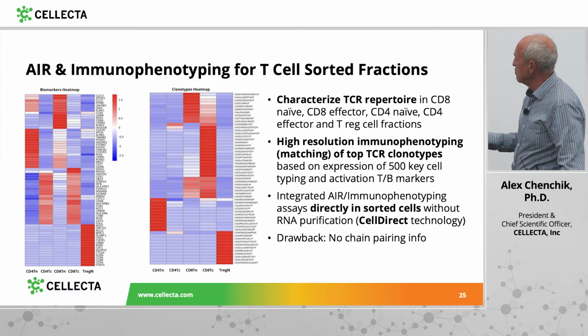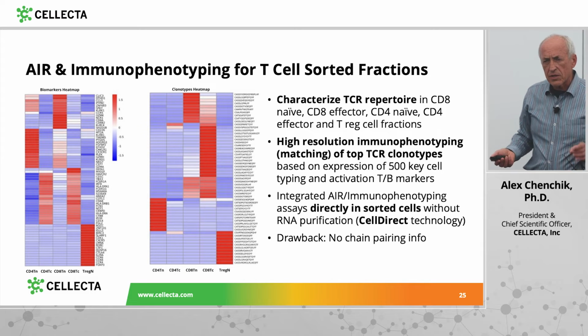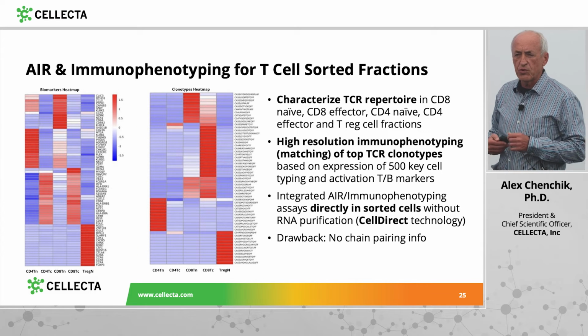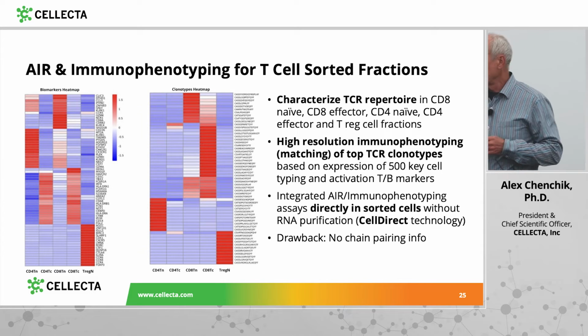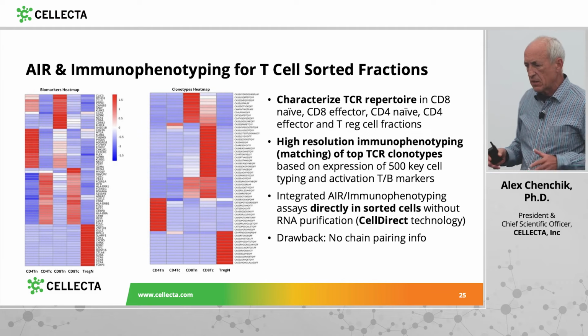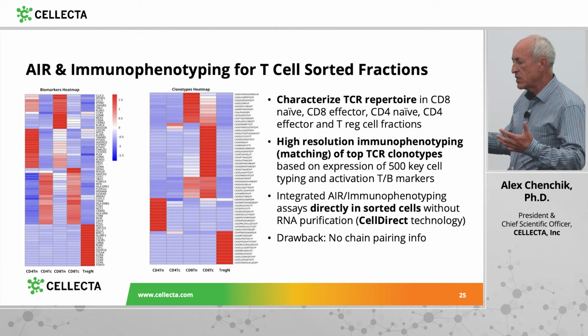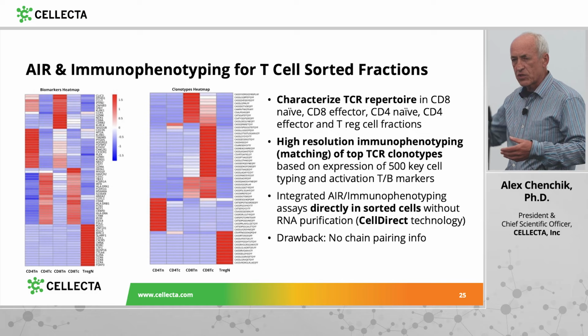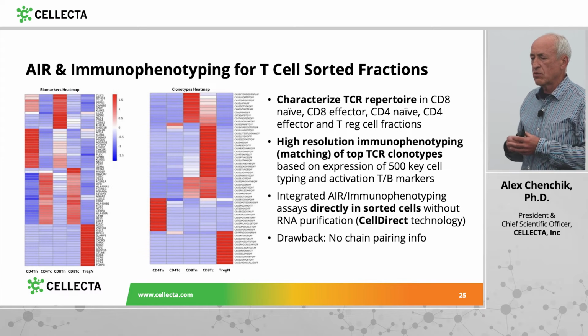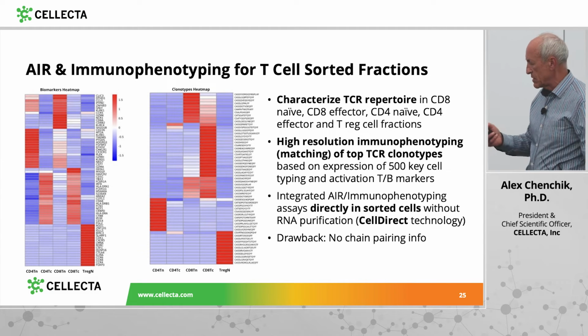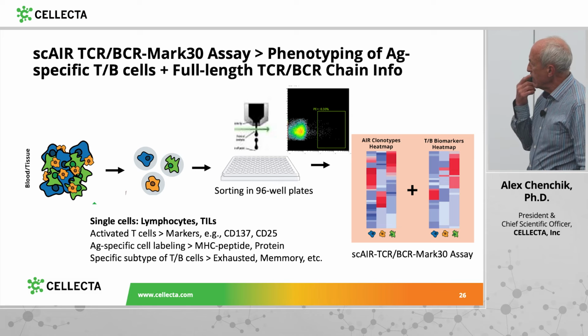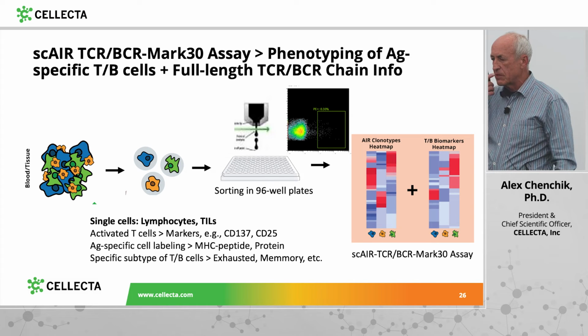What's great in this technology, you can do the assay directly in sorted cells. You don't even need to purify RNA. You can directly use cells in the assay. It's not necessary to purify RNA. And second, you can combine together phenotypic characteristics of the cells, specific cell fractions, with the set of clonotypes which are present in these cells. A couple of words about single cell analysis.